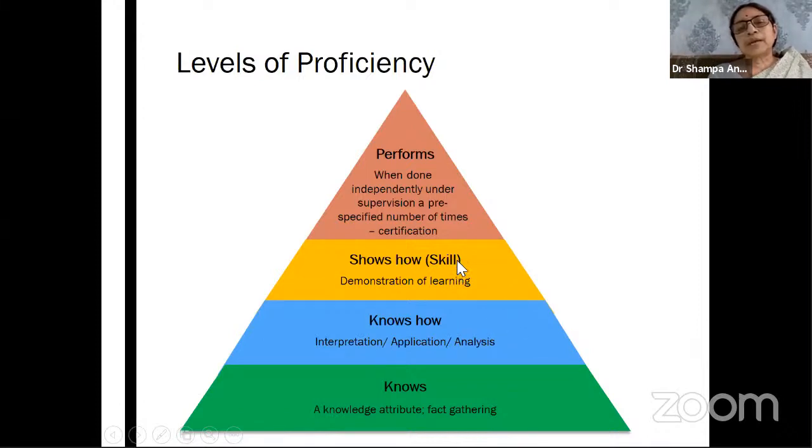Then this is the practical aspect, the skill attribute, where he will demonstrate what he has learned. And finally, he is able to perform. And here also it has been laid down that the student should be able to perform independently under supervision a specified number of times so that you give a certificate. A certified number of times the student should be able to perform the particular task.